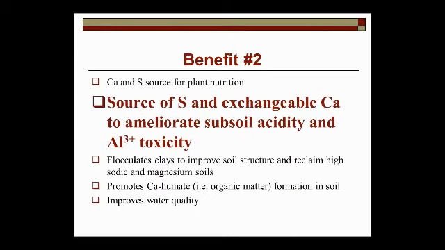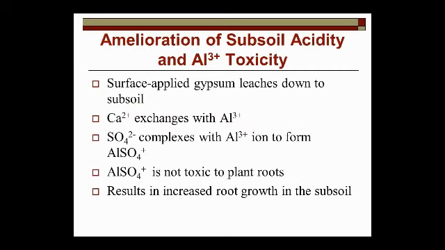Second is gypsum is a source of sulfur and exchangeable calcium to ameliorate subsoil acidity and aluminum toxicity, and that has already been introduced a little bit. So what happens, you apply the gypsum on the surface, it reaches downward because it is somewhat soluble. It displaces the aluminum 3+, which is really the toxic form, and restricts the root growth. Some of the sulfate can also complex with that aluminum, which forms an aluminum sulfate complex. That is not toxic to plants like the aluminum 3+ is. The result is increased root growth.